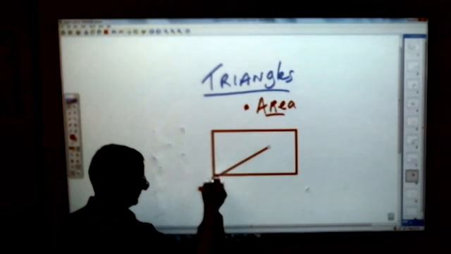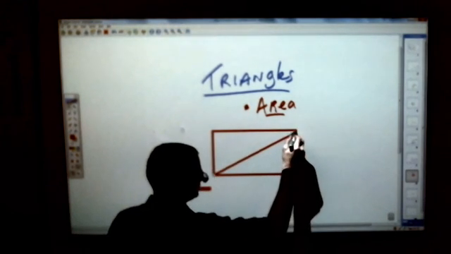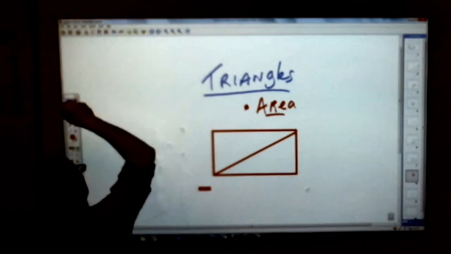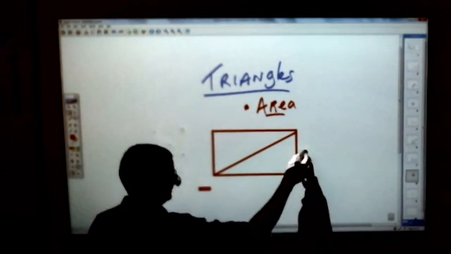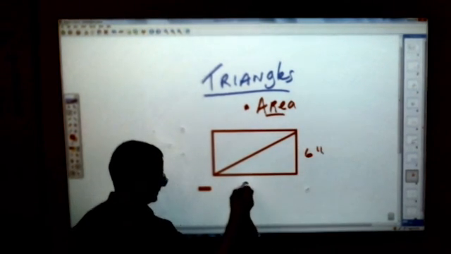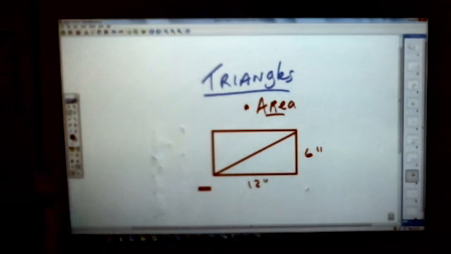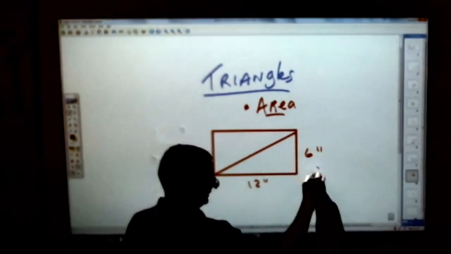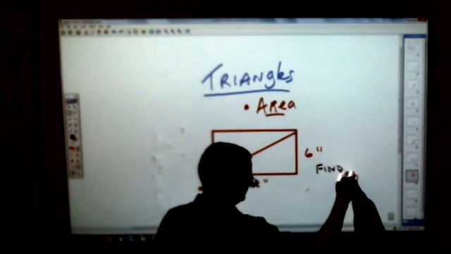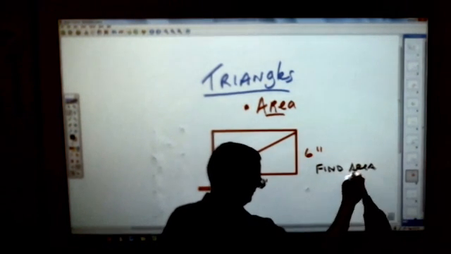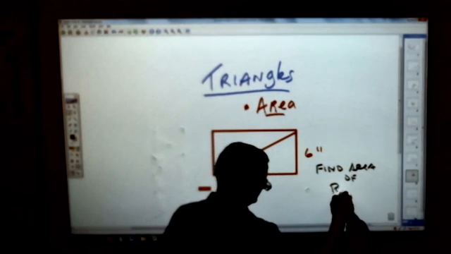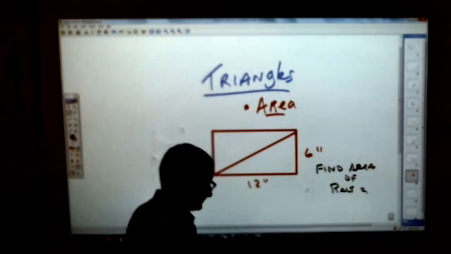Here is the deal. I'm going to give this to you. They gave you a rectangle, and they said, let's say this is 6 inches and this is 12 inches. And then they said, find the area of the rectangle.